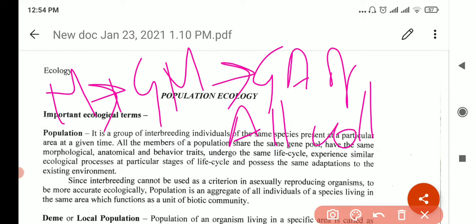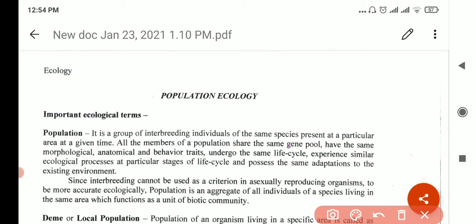It goes like that. So what is a population? It is a group of interbreeding individuals.